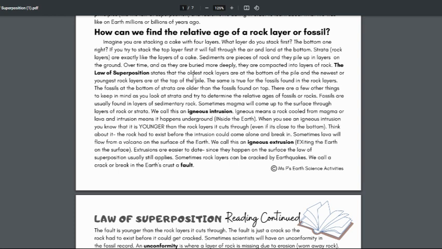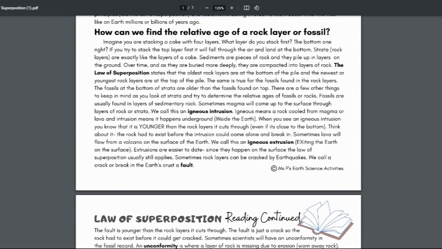The law of superposition states that the oldest rock layers are at the bottom of the pile, and the newest or youngest rock layers are at the top of the pile. The same is true for the fossils found in the rock layers. The fossils at the bottom of strata are older than the fossils found on top. There are a few other things to keep in mind as you look at strata and try to determine the relative ages of fossils or rocks.